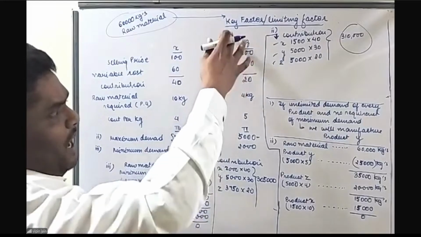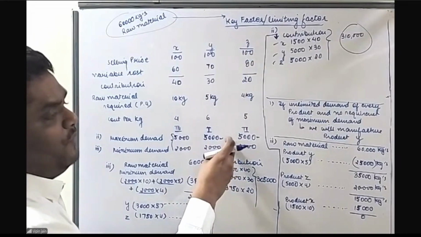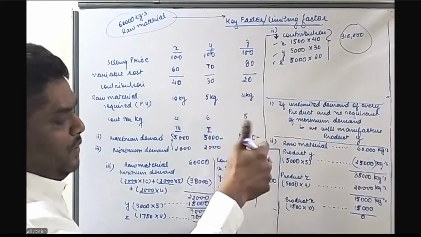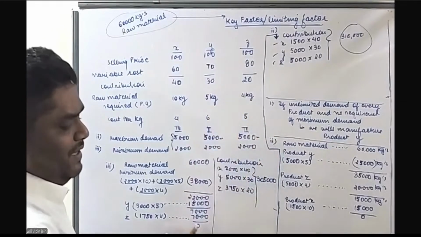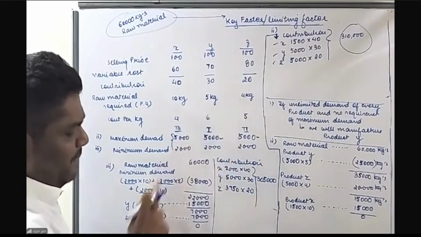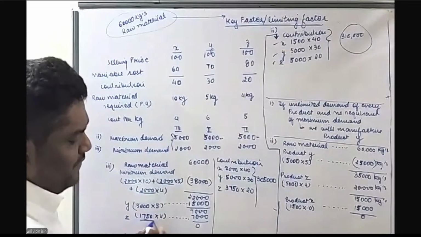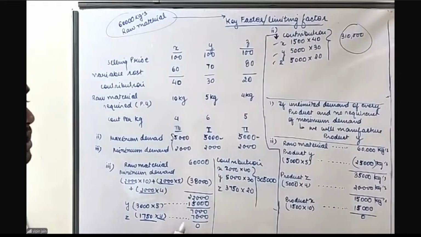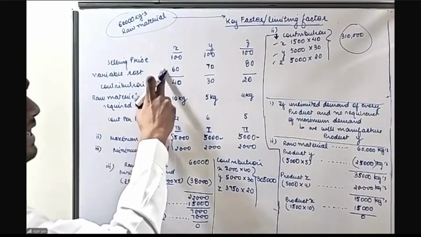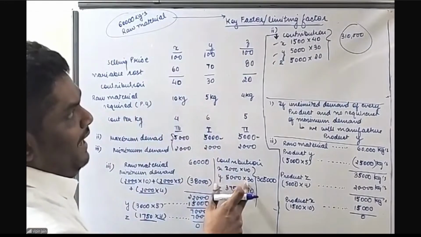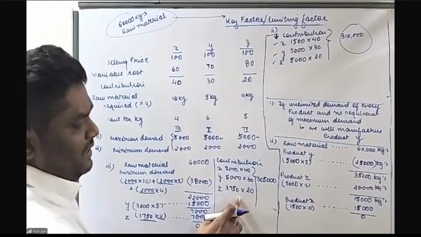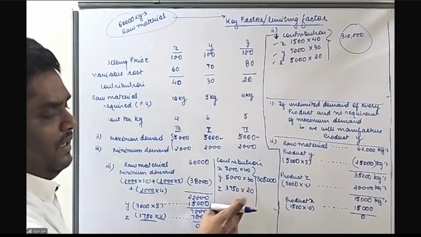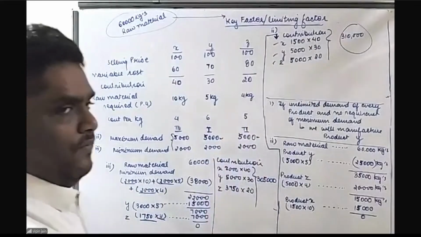Now, let's see how much raw material is required to fulfill the total demand of Z. 3,000 into 4, 12,000. But 12,000 we don't have. We have only 7,000. So 7,000 divided by 4, we can manufacture only 1,750 units of Z into 4. So 7,000 and 0. So accordingly, 2,000 units of X, 5,000 units of Y, and 3,750, that is 2,000 plus 1,750, 3,750 of Z into 20. And accordingly, we will get the contribution.